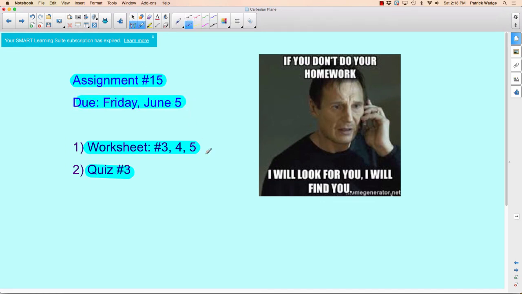And here's the other thing. I need to create 2 assignments in Teams for you to enter. 1, the worksheet, and 2, the quiz. So I'm going to put this on Teams. This will be 15A. And this will be on Teams for 15B. So when you finish the worksheet, upload it into Teams in 15A. When you finish the quiz, upload it into Teams into 15B. But they'll both have the same due date, and it's Friday, June 5th, not Friday, June 1st, because guess what? There's no such day as Friday, June 1st.